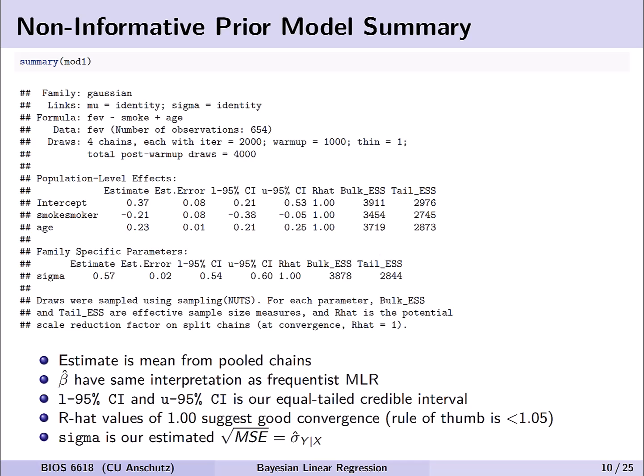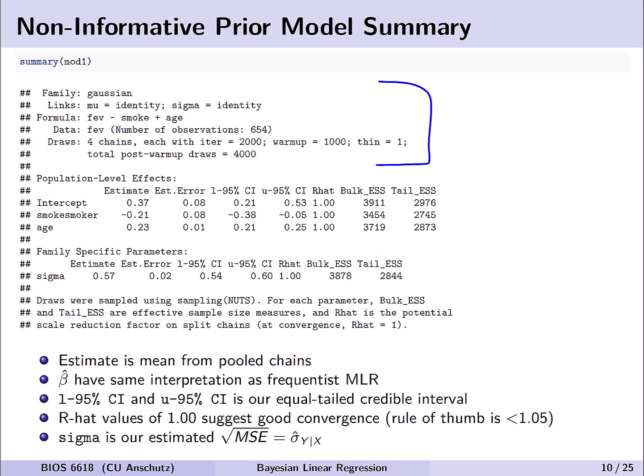Let's assume we've turned our Bayesian crank and we fit our model with brms, and now we want to summarize the posterior. Fortunately, this is very easy to do, and the syntax is very similar to LM and GLM by using just the summary function for our model object, which we saved as mod1. Now let's break down some of the anatomy of this output here.